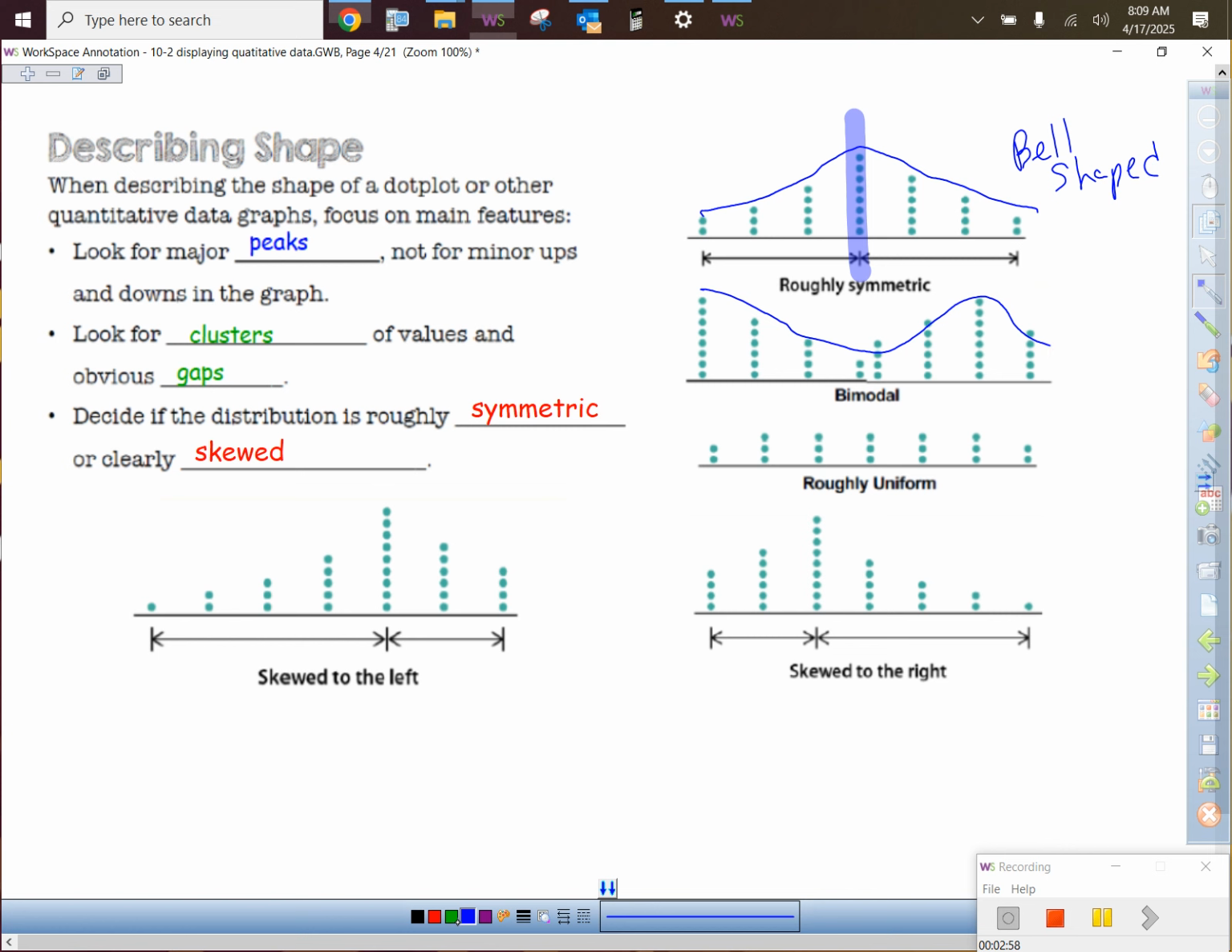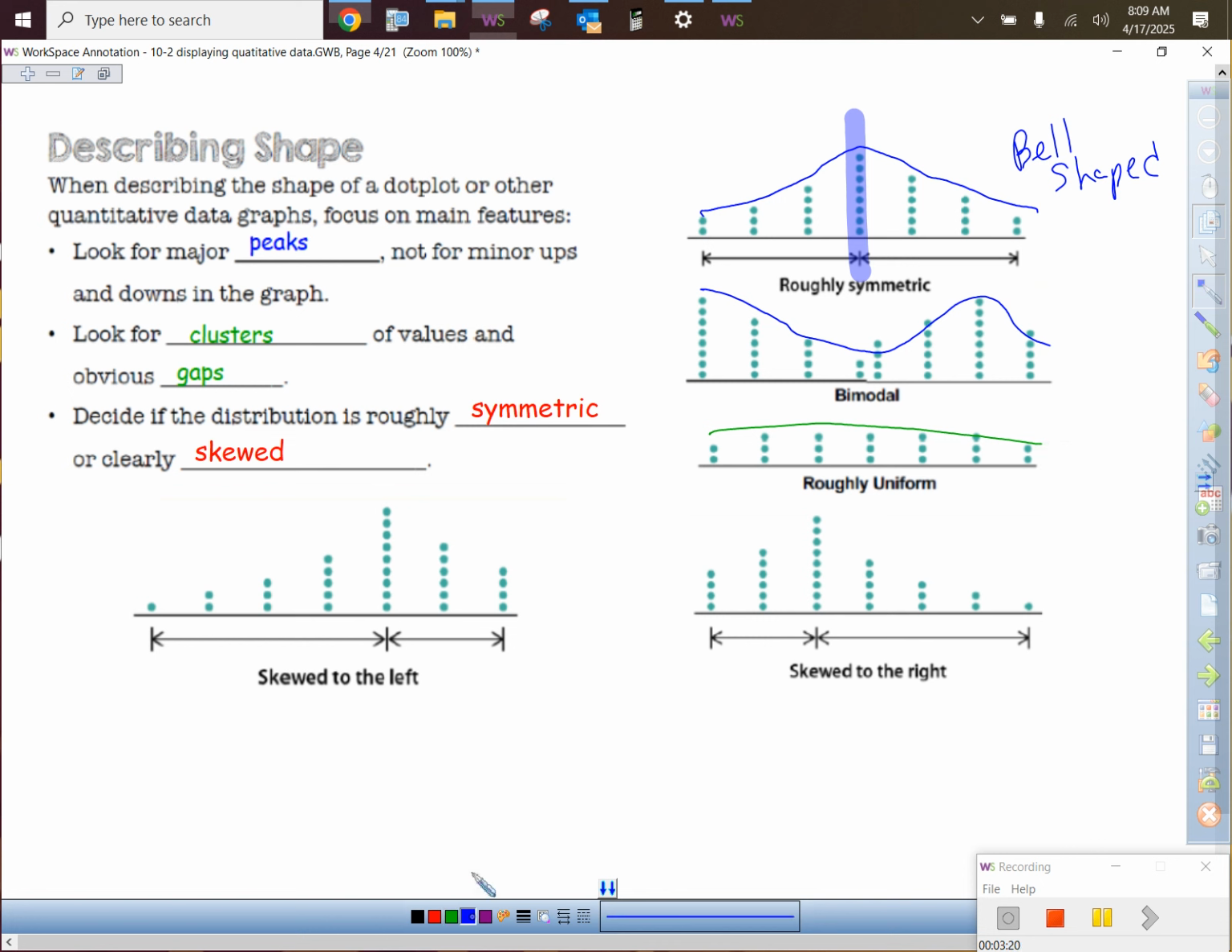Roughly uniform. Isn't that pretty flat? You know, there was no real big peak that stuck out at us. It's not perfectly flat. That's why it's roughly, but it's like, hey, everything showed up about the same amount of times. But here's stuff that is kind of weird at first.